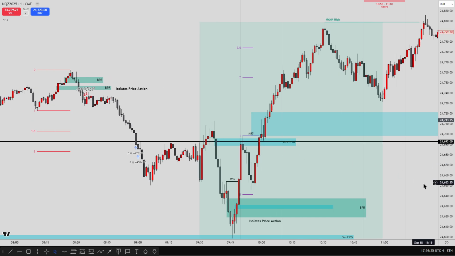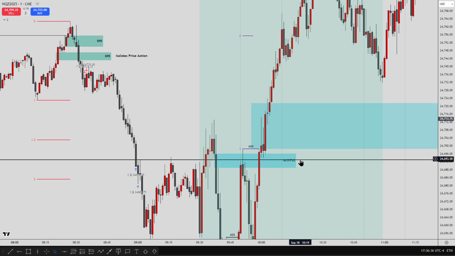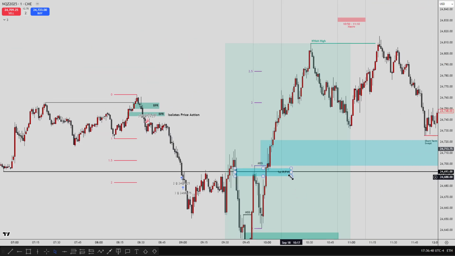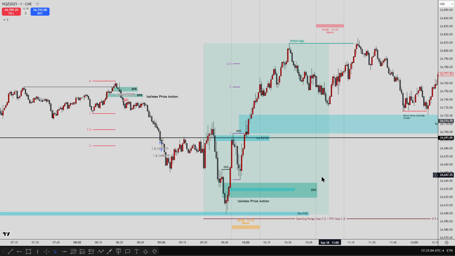But notice this time it doesn't go into the consequent encroachment level. It stays above the midpoint. So once we trade above it and it becomes an inversion gap, it trades below into the upper half of that gap. And then it keeps running higher and higher and higher inside of the macro.